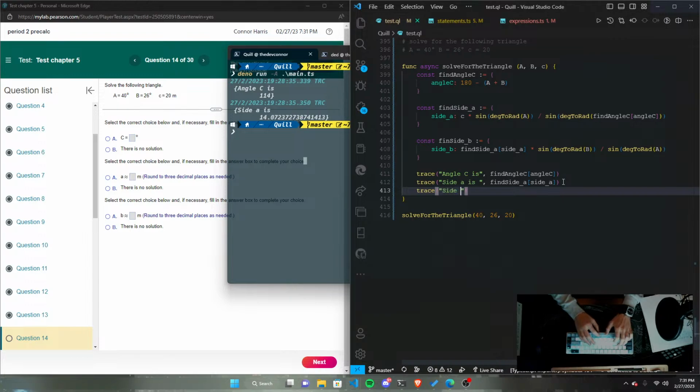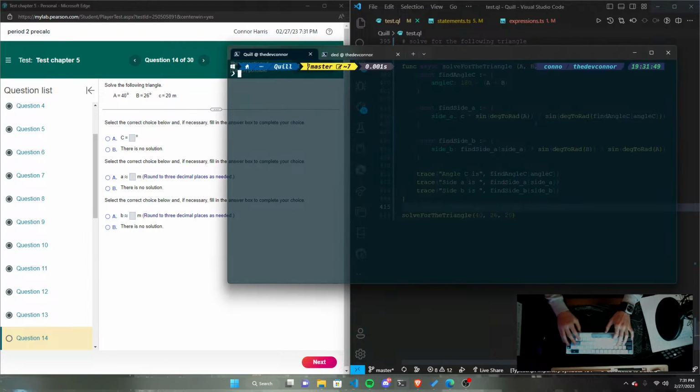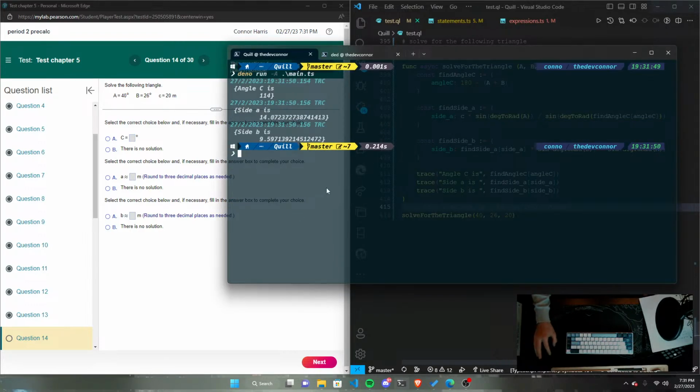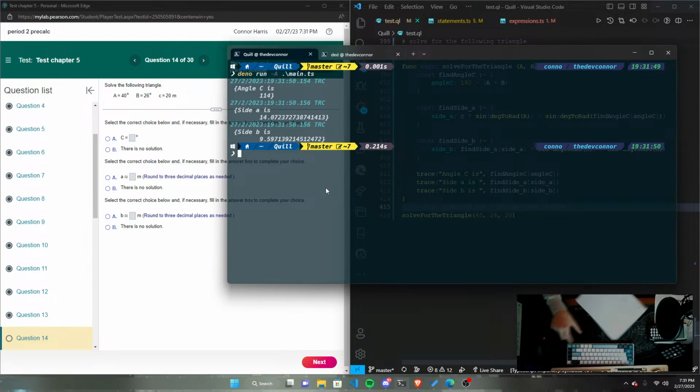So trace. We're also going to do this on paper as well. Side B is, I'm going to say, if I can spell find correctly, find side B, side B. Okay, so we should get B is 9.597. Let's do this on hand here.